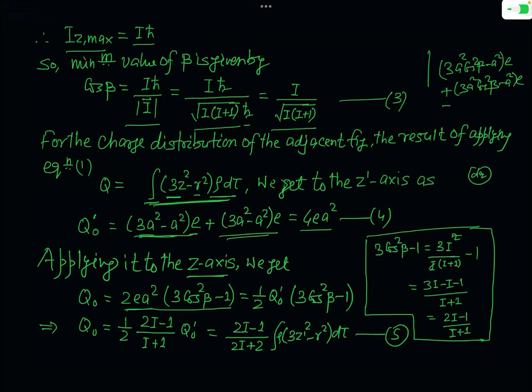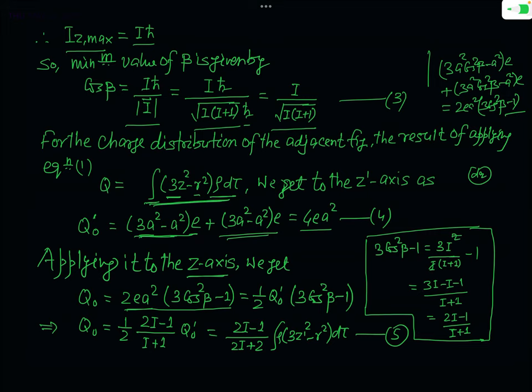Okay, so you can see here what will be our result. In fact, a square will be a common factor, e is also a common factor, and both terms are same. So you can write 2 into one of the terms, and this will be 2ea square into 3 cos square beta minus 1. Have you understood or not?